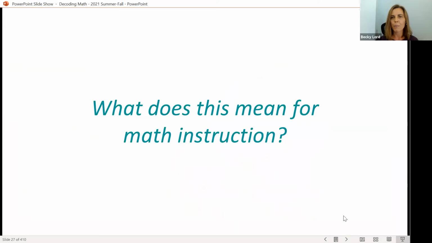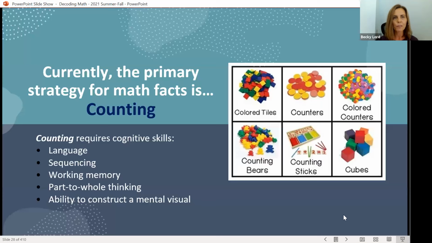So what does this mean for math instruction then? Well, first of all, currently, what is the primary strategy for math facts? I would say from a lot of what I've seen, it's counting. We teach students to count all, and then to count on, and then to start from the larger addend to count on. And that's the primary strategy I see us using in elementary schools.